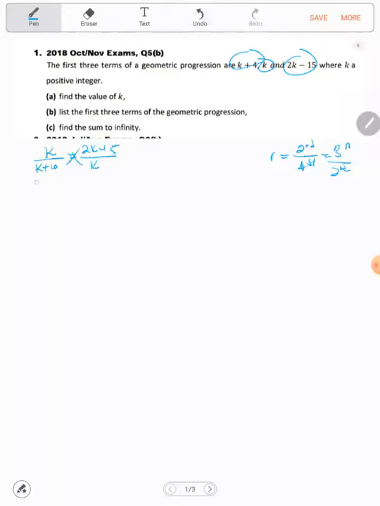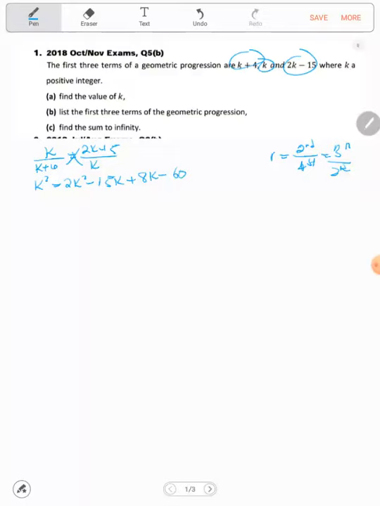If you cross multiply, we're going to have k squared is equal to k times 2k. You're going to get 2k squared. k times negative 15 gives negative 15k. 4 times 2k, you get 8k. And 4 times 15, you get 60.